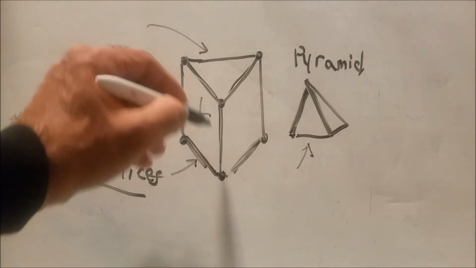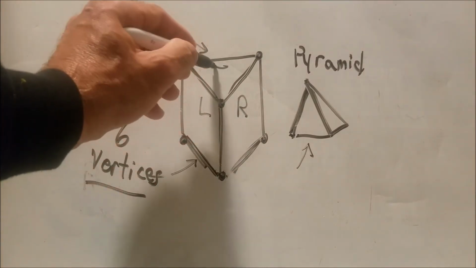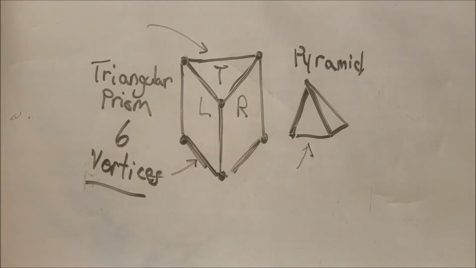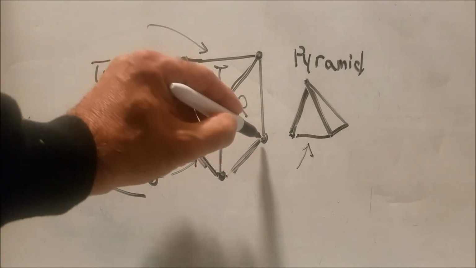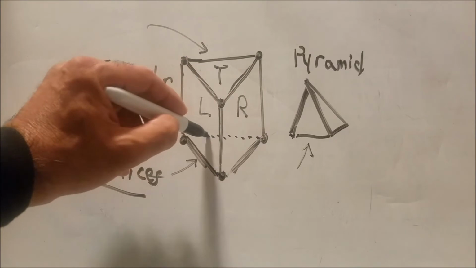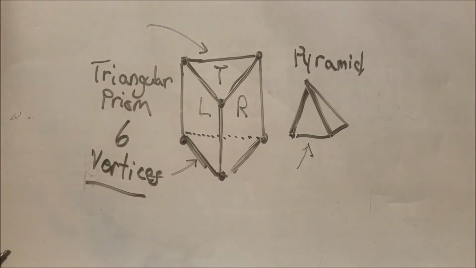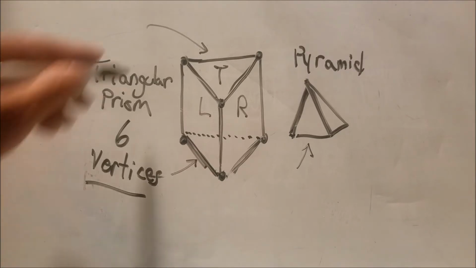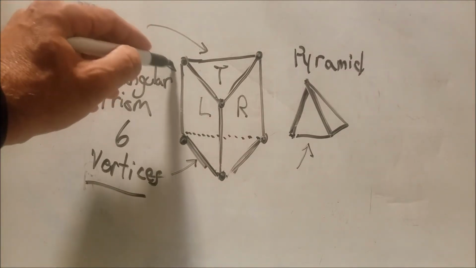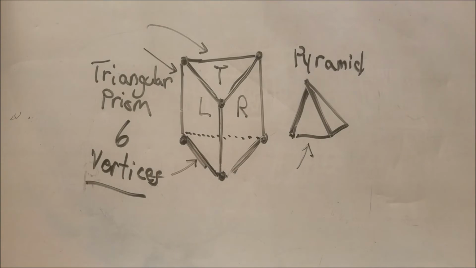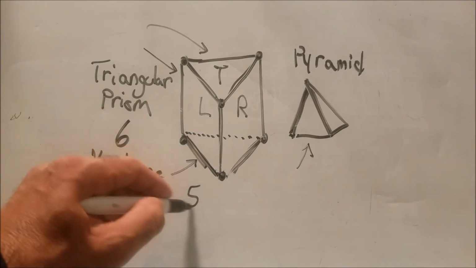Well, we have a left side, we have a right side, we have a top, and there's a bottom that we can't see. When you can't see it, sometimes they put dotted lines to show that it's there, but you just can't see it. So we have left, right, top, and bottom. Is there one other thing missing? What's missing is the back, right? So there are 5 sides. 5 sides.